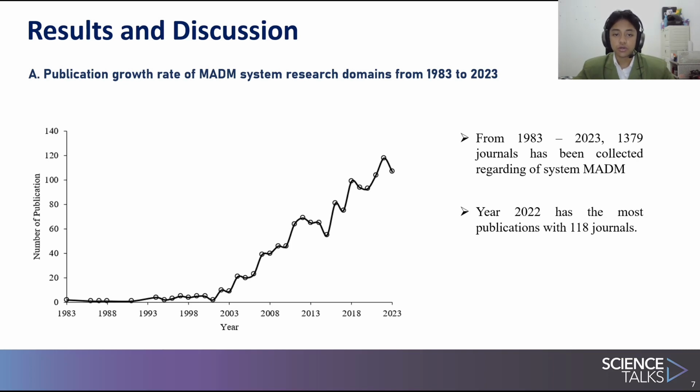The figure shows the number of MADM publications from year to year. From 1983 to 2008, the number of publications was still relatively small. Then in the following years, the number of publications slowly increased to the most publications in 2022, namely 118 publications, and in 2023 there were 107 publications. This shows that researchers' interest in MADM is increasing from year to year, especially from 2008 to 2023.